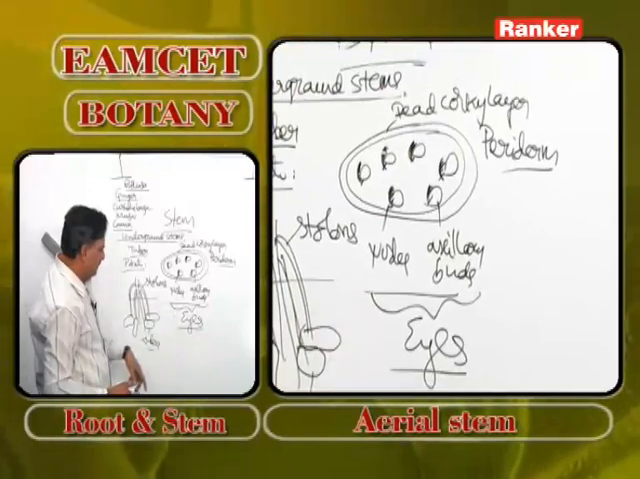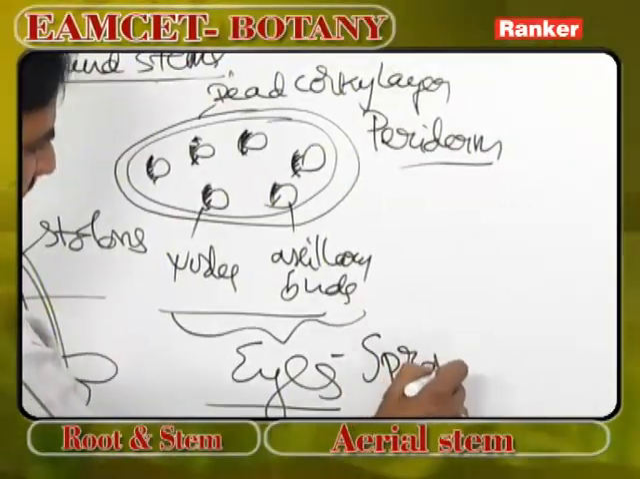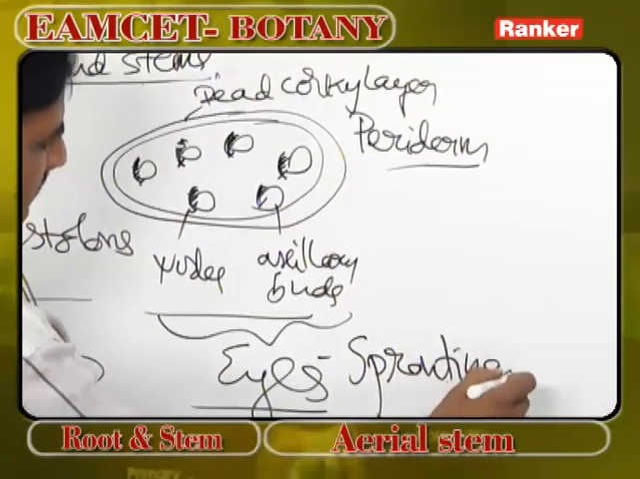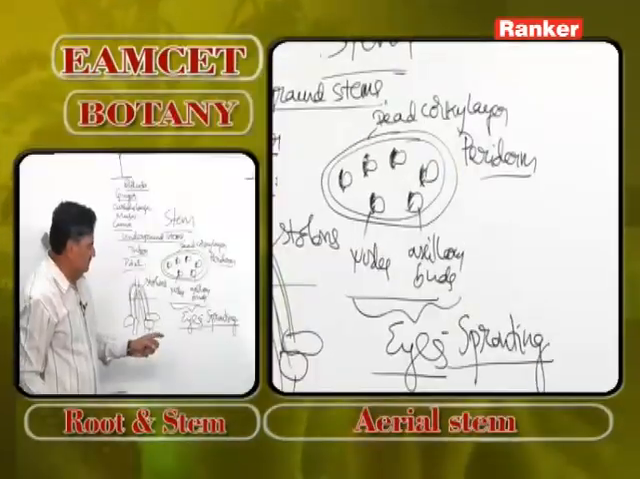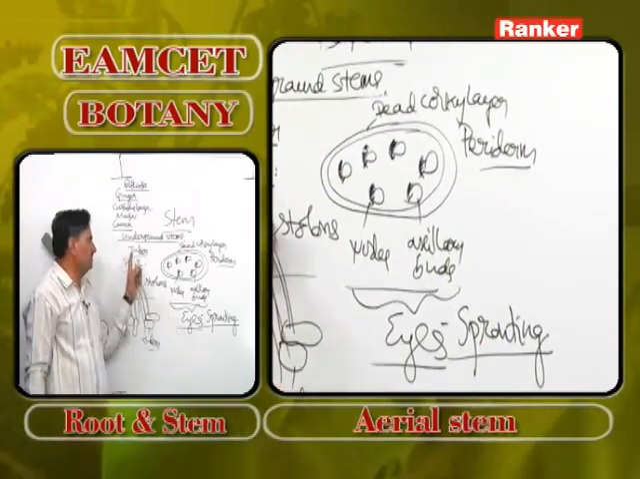In potato, eyes help in vegetative propagation. The vegetative propagation with the help of eyes in potato is popularly called sprouting. So, this is about tuber.